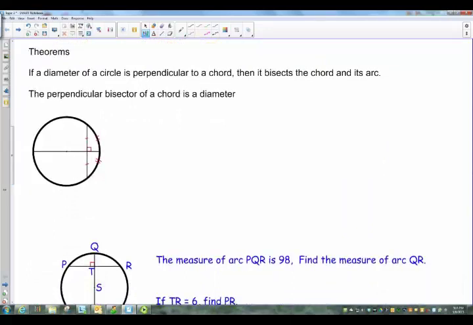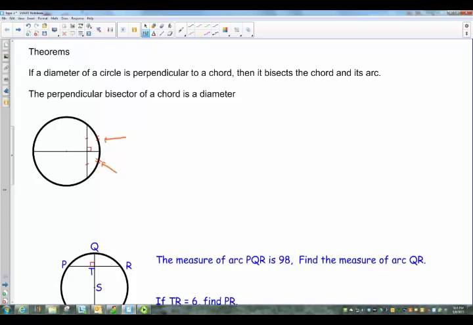Here's a couple more theorems. It says if the diameter of a circle is perpendicular to a chord, then it bisects the chord and its arc. Okay, and you can see in this picture here, I've got a diameter and a chord. Now notice it is perpendicular because of the right angle. Okay, so there's my right angle. If those things are true, then that thing bisects the chord, means cuts it in half, and you can see with my congruency markers there. And it also bisects the arc, which is out here on the outside. Those two things are also congruent. Okay, so that's a nice thing to know.